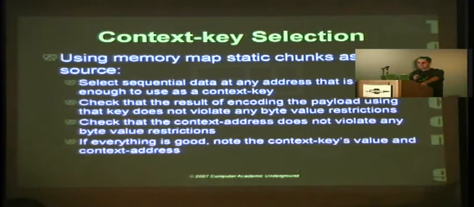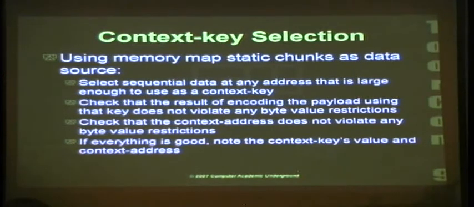All right, so context key selection. Basically using memory map static data is what I'm going to use as an example. You select the sequential data at any address that's large enough for your key. You want to make sure that the result of encoding with that key doesn't produce any bad bytes in your payload. Check that the context address itself also does not have any bad bytes in it, because that's actually going to be included in the decoder stub. And then if everything is good, you have your context key and you have your context address.